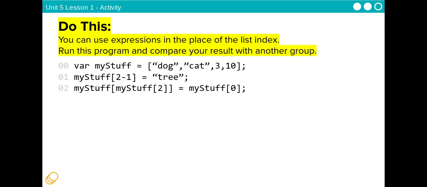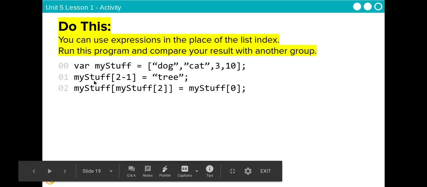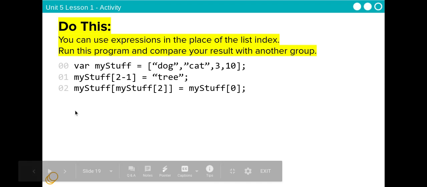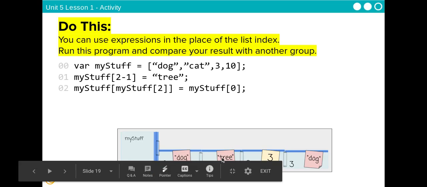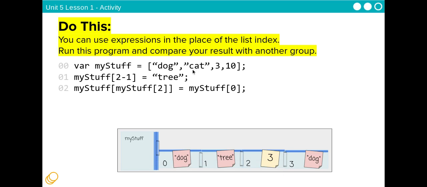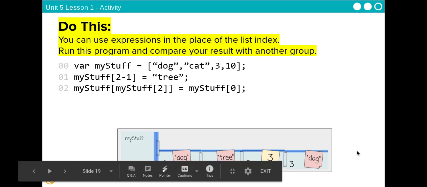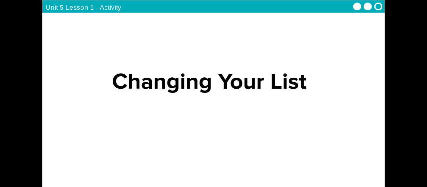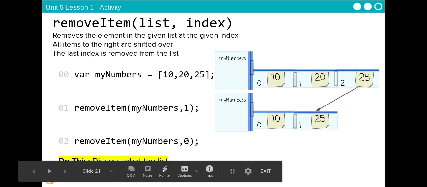Let's try another example. My stuff has dog, cat, 3, 10. I'm going to replace things at these positions and change my list. Tree was inserted, cat was removed, and my new list looks like this. Now let's learn about 3 different commands that can change your list.